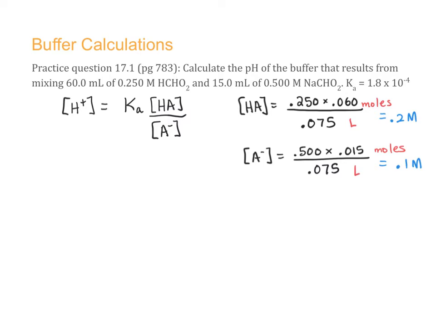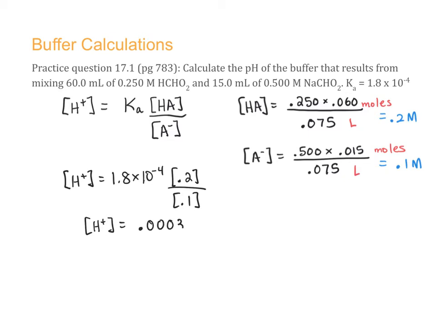Therefore, coming back to the buffer equation, just the rearranged Ka equation, the Ka is 1.8 times 10 to the negative fourth. The concentration of the acid is 0.2. The concentration of its conjugate base is 0.1. So the hydronium concentration for this buffer is 0.00036 molar. And to get the pH, I'm going to do the negative log of that. And so I've determined that the pH will be 3.44.